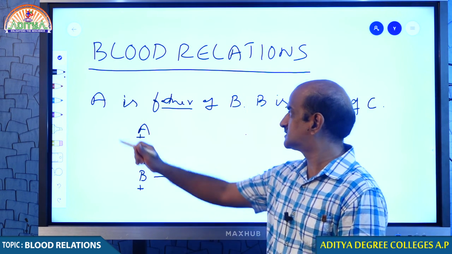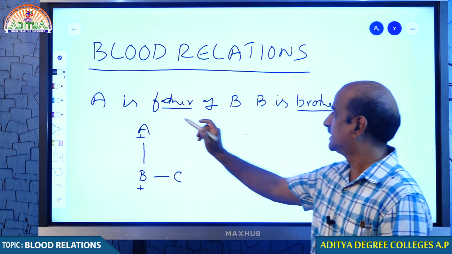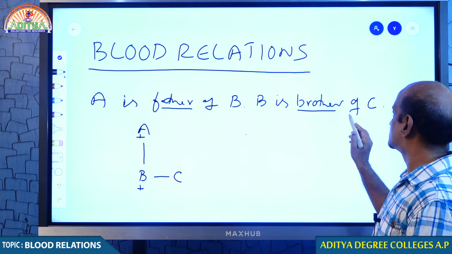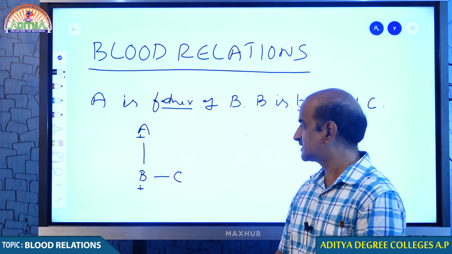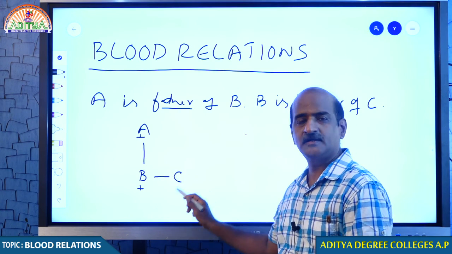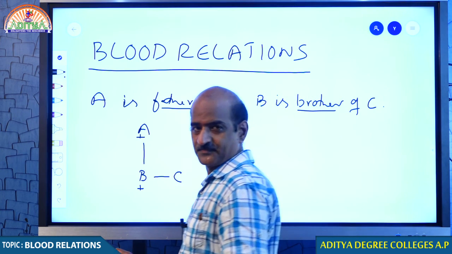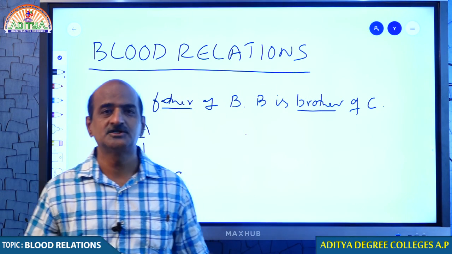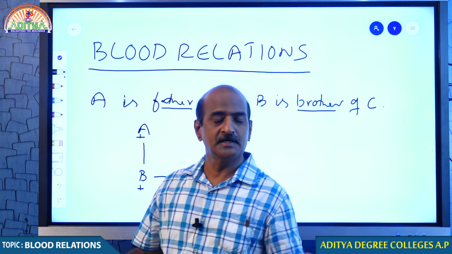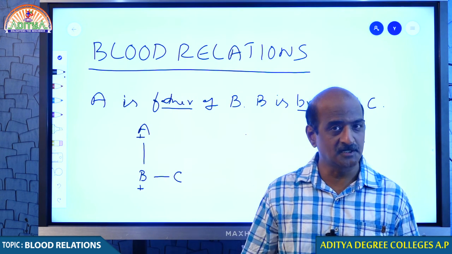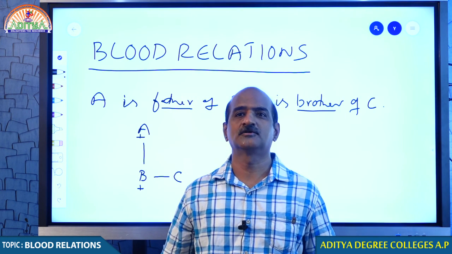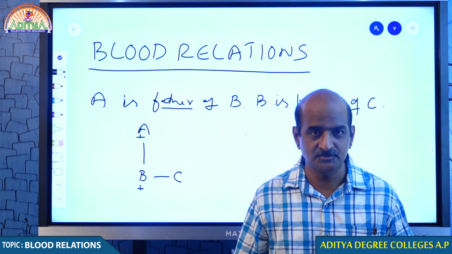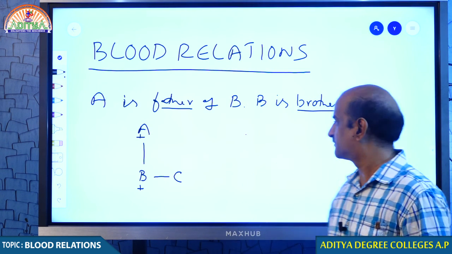So, as far as this particular information is given, A is father of B, B is brother of C. To this extent A, B and C we are absolutely clear, and it is equally clear that A is male, B is male. Of course, right at the moment we do not know anything about C. You understand, my dear students? We do not know anything about C, right?